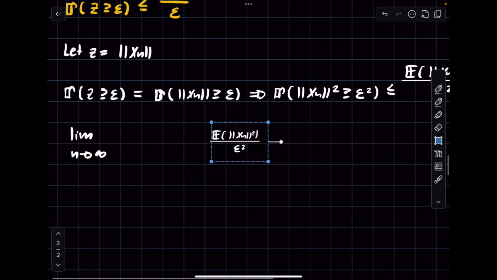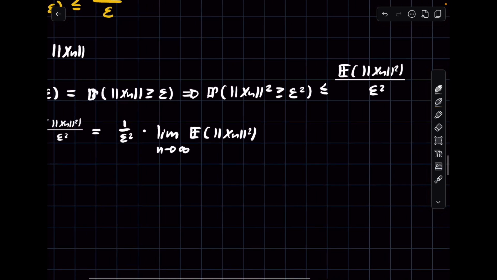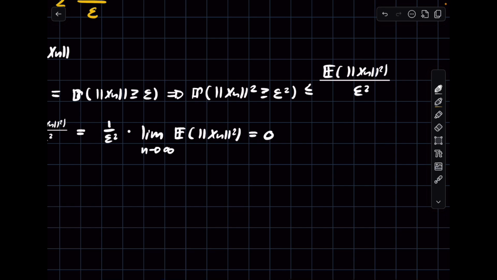We duplicate it, we make it smaller so it fits. This will approach 0. Why? Well, we can rewrite it so you can understand it better. We're going to write 1 epsilon squared, because it's not dependent on n, times the limit of this expected value, right? And this one is equal to 0. Therefore, times 0 is going to be 0.